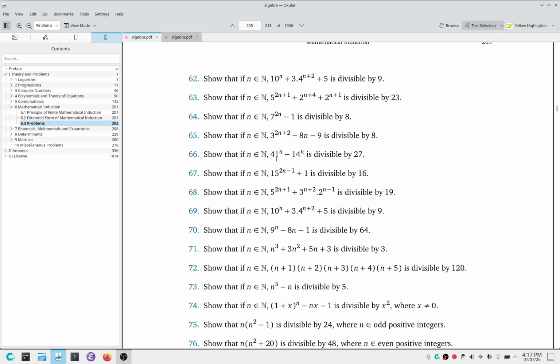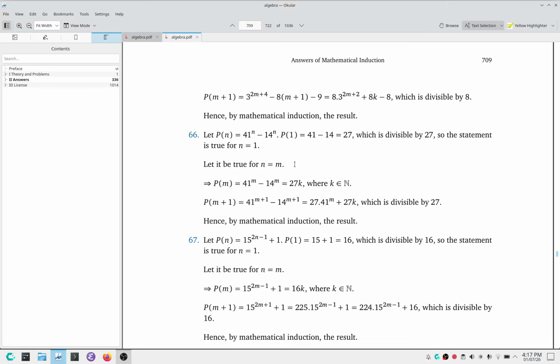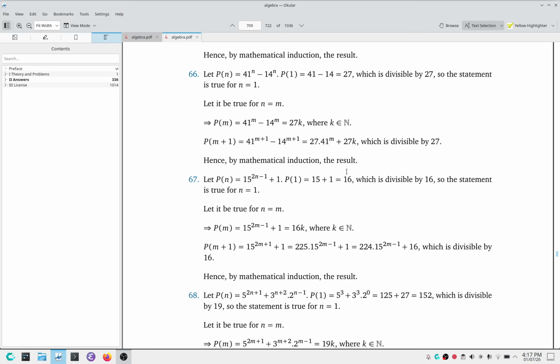Question 66, the expression is 41 to the power n minus 14 raised to the power n, which should be divisible by 27. We put n is equal to 1, we get 27, so it is divisible by 27. Now we put n is equal to m, we let it be equal to 27k, we have got 41 raised to the power m minus 14 raised to the power m. And then we have got 41 raised to the power m plus 1 minus 14 raised to the power m plus 1 is equal to 27 times 41 raised to the power m plus 27k, which is divisible by 27, and hence by induction we have the result.